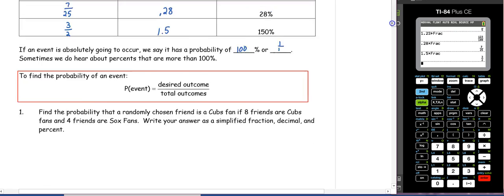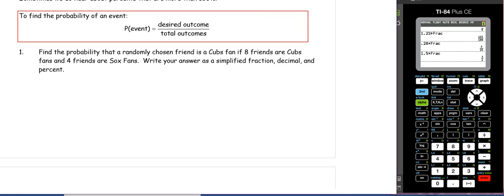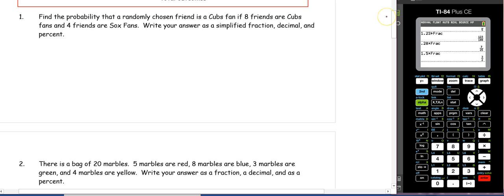So to find probability, it's going to always be the desired outcome over the total number of chances. So let's find the probability of some different situations. Number one, find the probability that a randomly chosen friend is a Cubs fan if there are 8 friends that are Cubs fans and 4 friends that are Sox fans. So that means we know that there's 8 Cubs fans, and between the 8 and the 4, there's 12 total people because we can add 8 plus 4 is 12.